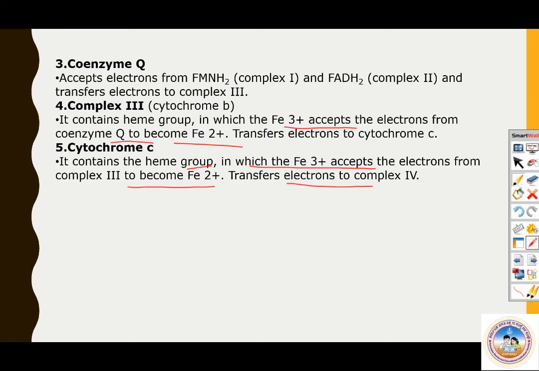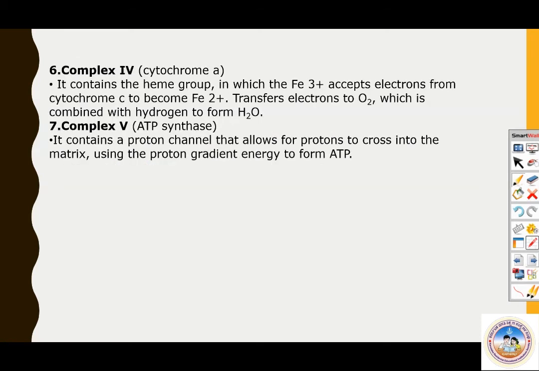Next, complex 4 is cytochrome A. So it contains the heme group in which Fe3+ accepts the electron from what? It is accepting the electrons from your cytochrome C to become Fe2+ and transfers the electrons to oxygen. So finally, the electrons are going to your oxygen, in which it is combining with what? Hydrogen to form what? Water. Finally, the protons are passing through your ATP synthase to liberate what? ATP. Your ATP synthase is the fifth complex.